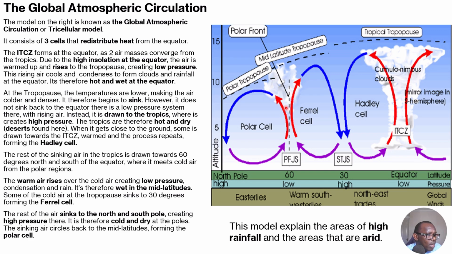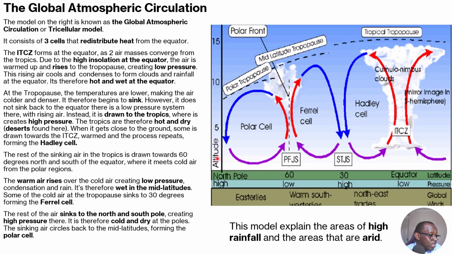The rest of the cold air, we said, is going to be drawn towards the polar regions. And it's going to sink towards the North Pole and the South Pole in the southern hemisphere. Now, when that happens, it creates high pressure at the North Pole. As you can see here, the North Pole has high pressure. And that high pressure means that the North Pole is fairly dry.